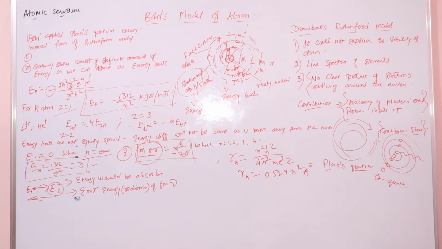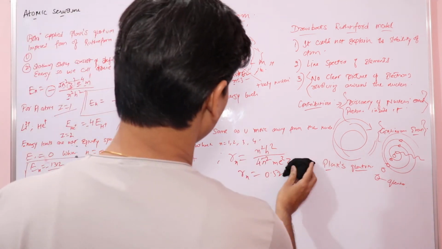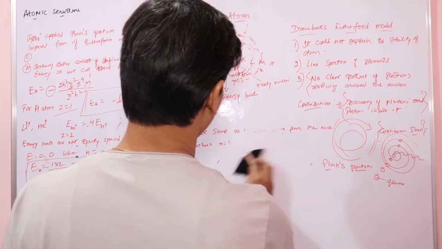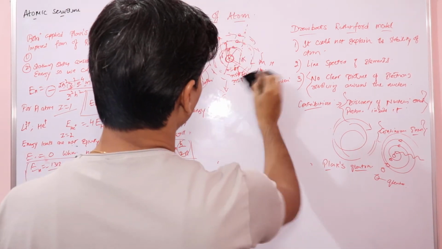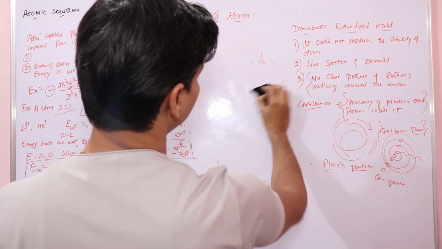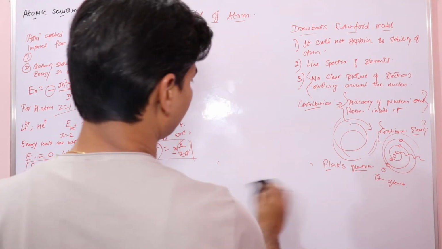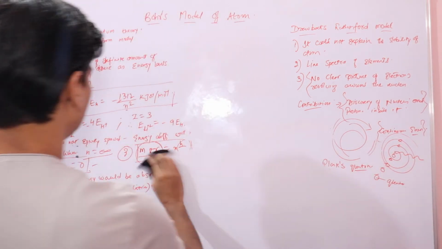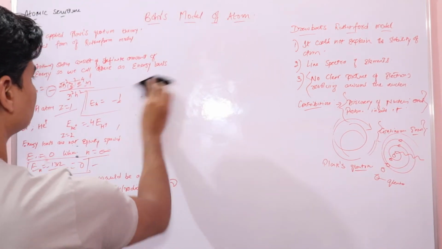So when an electron moves from one energy level to another energy level, it will release energy which is equal to the difference in energy of the two orbits. We'll just understand that. It's a simple concept.